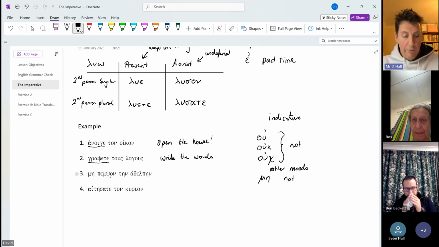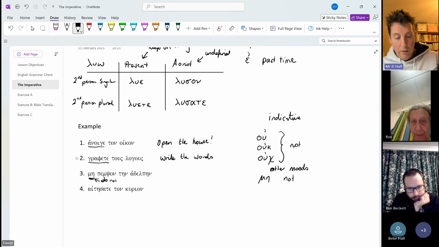So pempson comes from pempo, and it has the sigma in it, so it's an aorist here. And if you remember the change from the pi, which goes to the psi, so this means do not send. Okay, so because of this bit of negation here, so do not. So it's not really, isn't it? But we want to do it as a command. So do not send. Do not send.